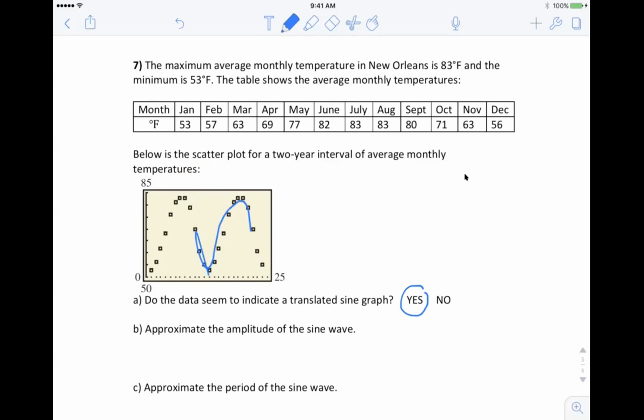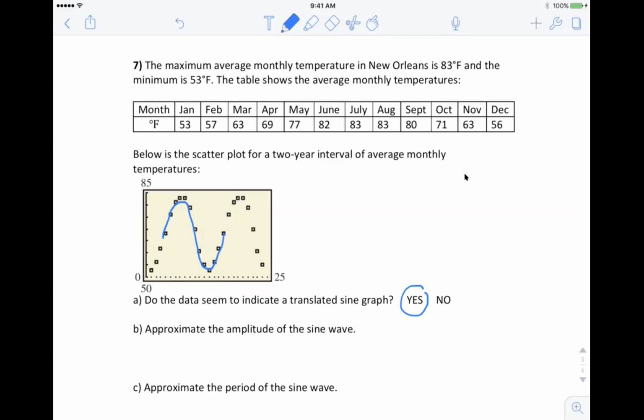I could also see cosine waves. But yeah, it definitely is a sine graph. That means I can use sine to model this graph. What if I just started here? That's better, right? There, then it's not negative.